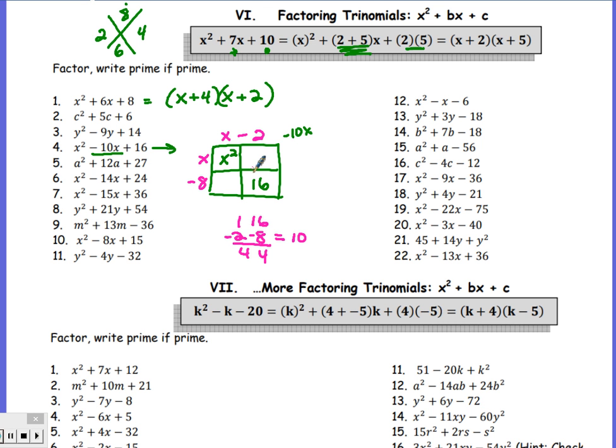Does it still multiply? Check, double check. Does it still multiply to give positive 16? Yes, it does. Here I would get negative 2x. Here I get negative 8x. Add them up. Yep, we get that. So our two factors are on the outside here. x minus 2. It's important that we write them next to each other because they are being multiplied. And x minus 8. So that would be the factored version of it. All right, so here we have our standard form, and here we have our factored form.